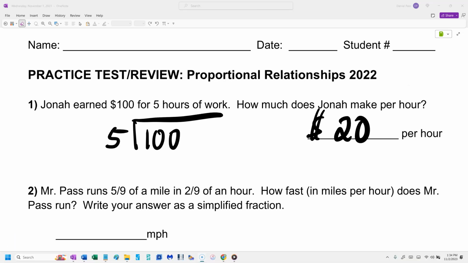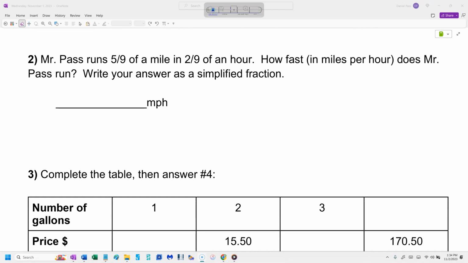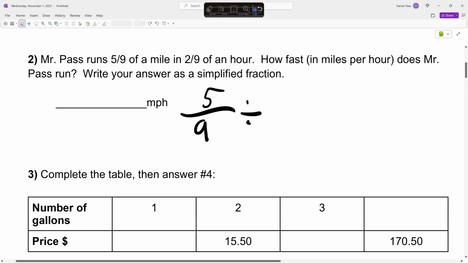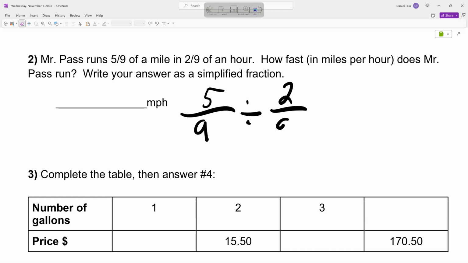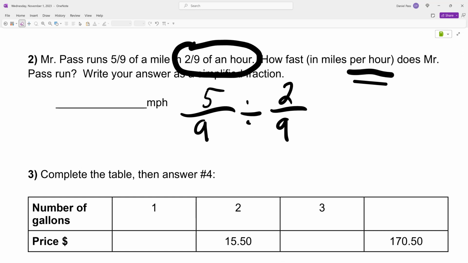Alright, now we've got Cookie coming from Sesame Street. Okay, so how do we do number 2? You divide 5 ninths by 2 ninths. Alright, do we agree with that, or is it the other way around? Yes, because it says per hour, and the number for hour is 2 ninths. So we have to divide by that number.